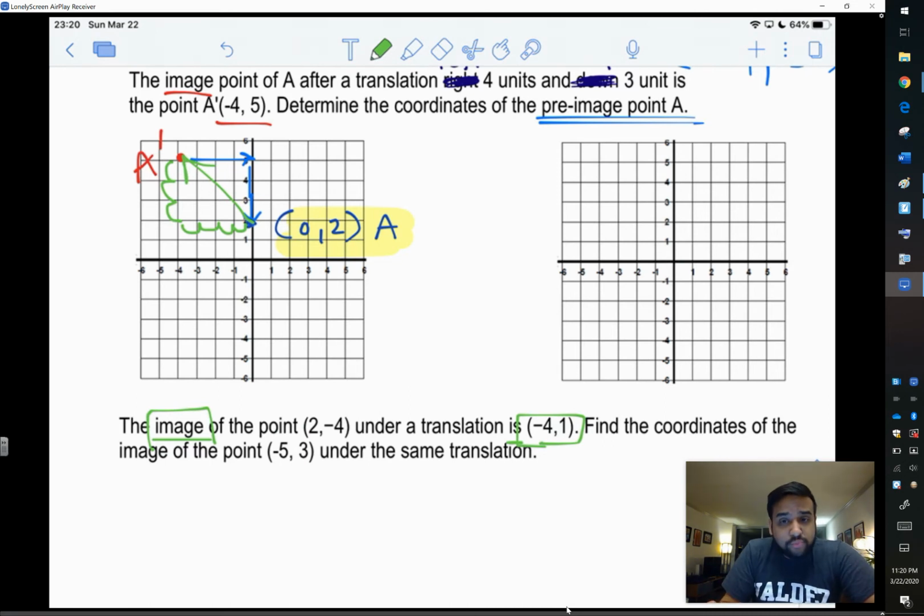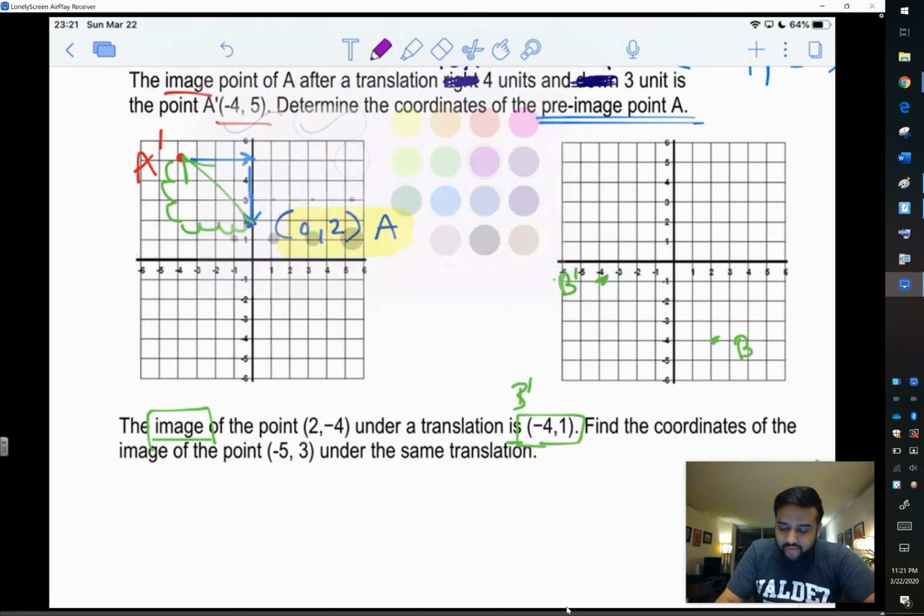So that's going to be my new point. -4, 1 is where my point ends up. That's going to be my image. Let's call that point B prime. That means my original point, of course, was called B. Prime is the new shape, recall. So where was the original point? 2, -4. The image of 2, -4 is -4, 1. So 2, -4 is right here. So that's my original point B, and this is my new point B prime.